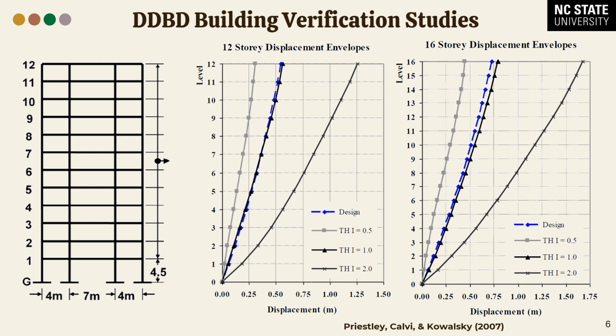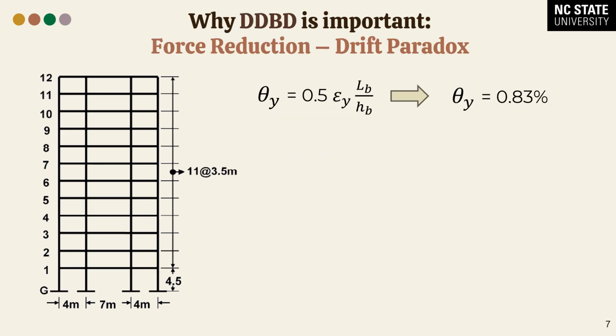There are similar verification studies that have been done for buildings. You can see here a multi-story building frame, and you can see that the design target displacement profile is in blue. And you can see right below there, for both the 12 and 16-story building, the results of nonlinear time history analysis with records compatible with the target spectrum, indicating good agreement between the intended target and the resulting outcome of the design when subjected to that series of ground motions. So again, a very useful tool.